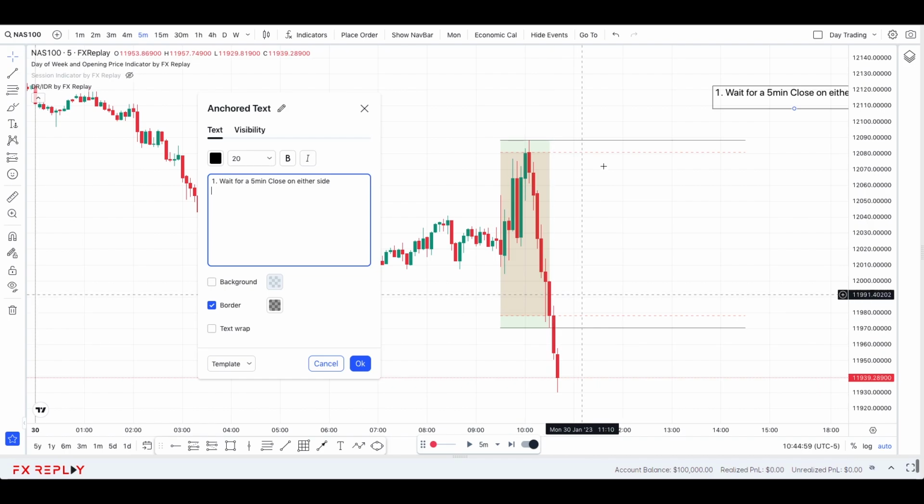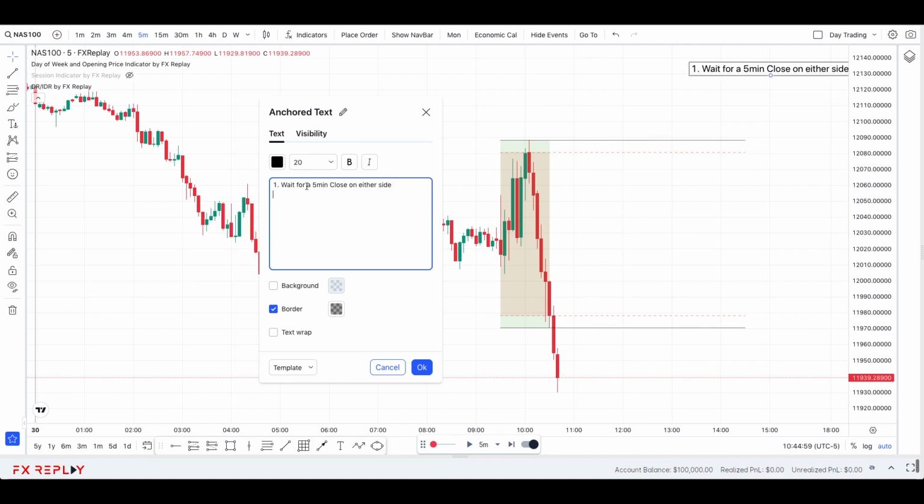But if we had the close on the other side, you understand that there's an 88% chance that the low of this range will be the low of the day at 4 p.m. So what we need to do is wait for a 5-minute body close on either side of this range. This will give us the framework for a trade.